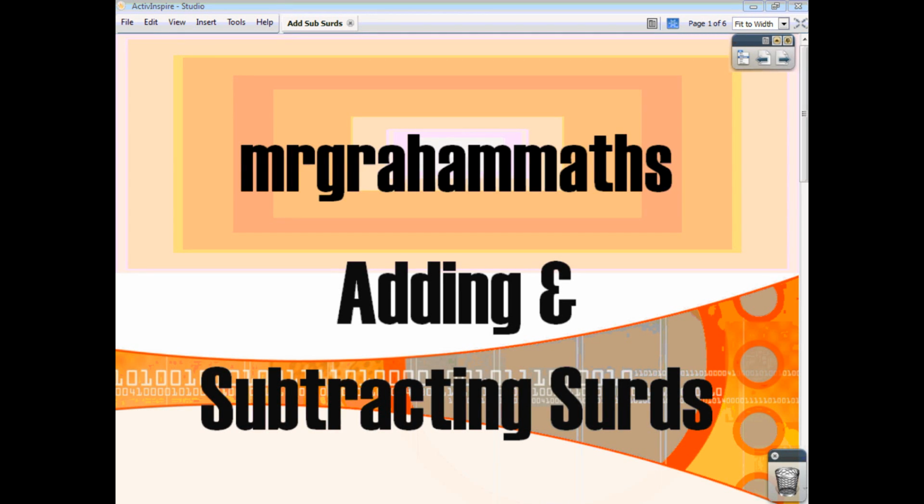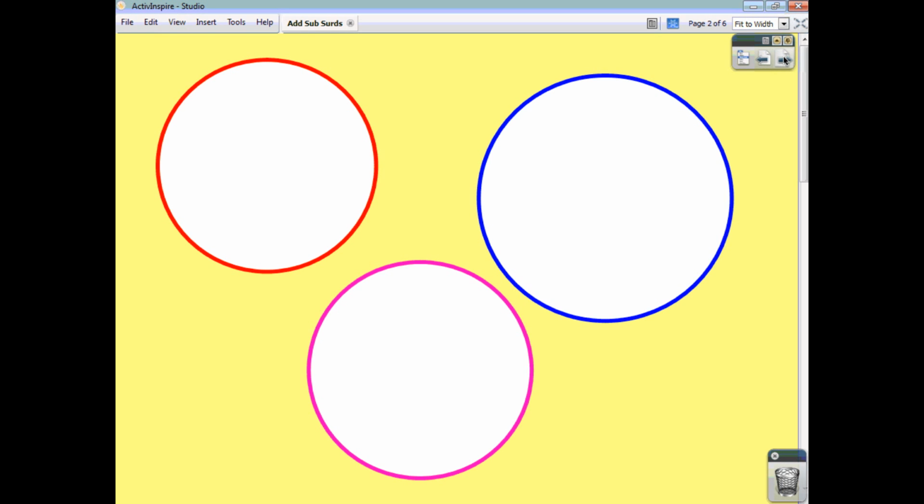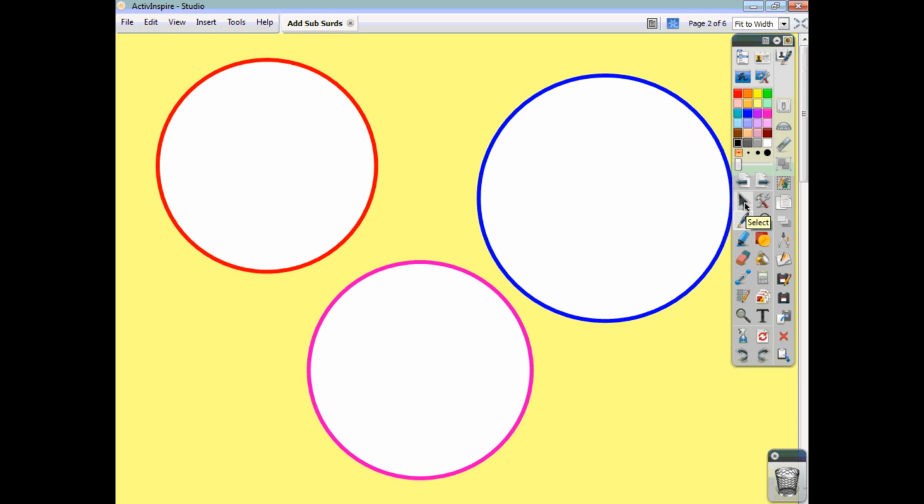In this video, we're going to have a look at how to add and subtract surds. Now, you'll be used enough to adding and subtracting fractions, and you'll know that you can only add or subtract fractions if they belong to the same family, if they have the same denominator. Well, in a similar way, you can only add or subtract surds if they belong to the same family.